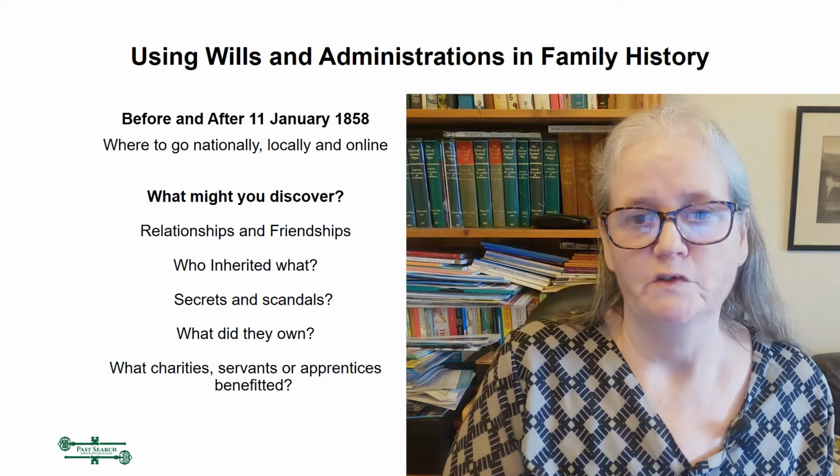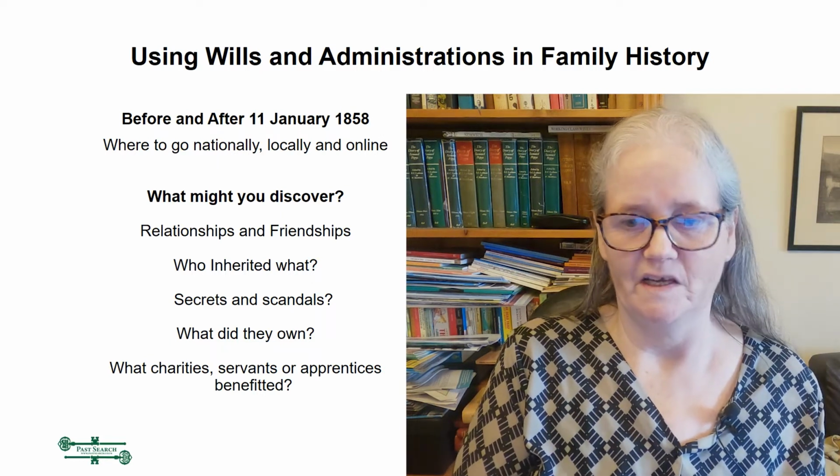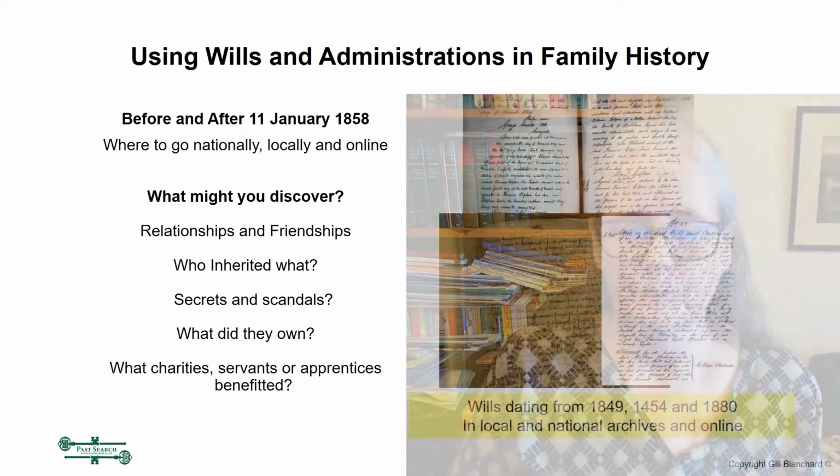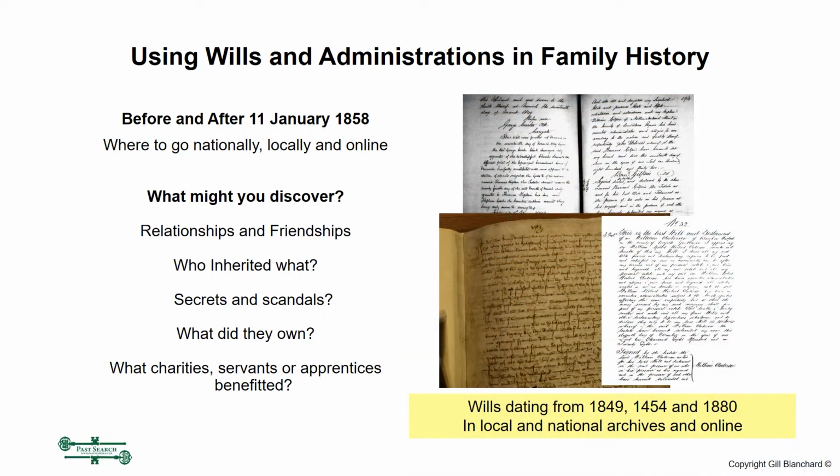And the examples, just to give you a little taster before we take a closer look, the examples on the screen are 3 wills dating from 1849 at the top, 1454 at the bottom on the left, and 1880 on the right. And these come from a mixture of local and national archives and online digitised copies.